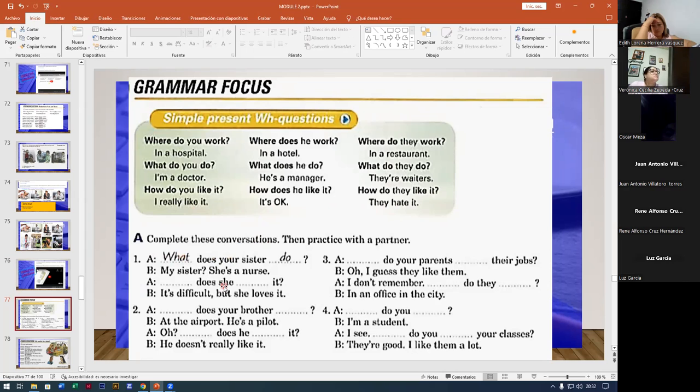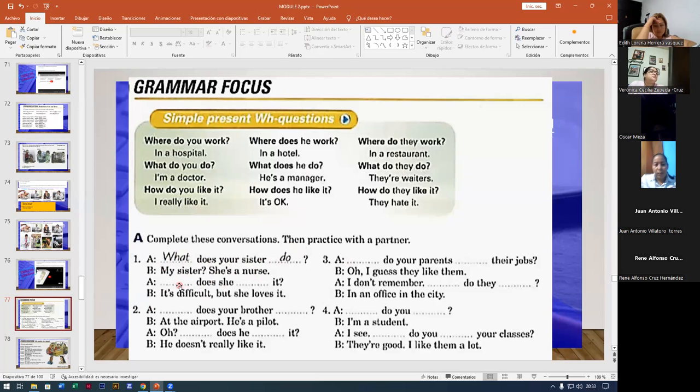Now, let's complete these conversations. Then we're going to practice. In number one, we have the example to formulate the question. What does your sister do? Let's remember here that we have WH words. Auxiliary, why does? Because my subject is your sister, so it's she, third person singular. So after that, you need to use the verb in the base form. So what does your sister do? My sister, she's a nurse.